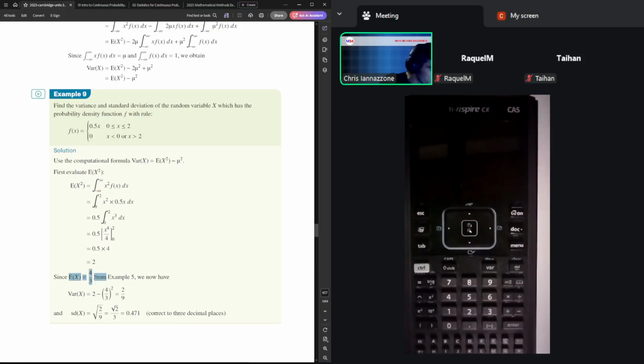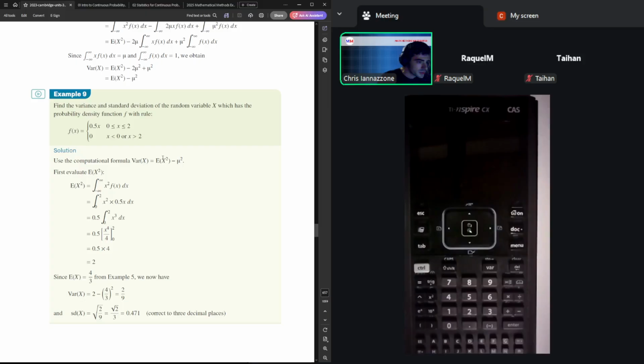Apparently they're also going to borrow an answer from a previous example, just doing the regular E of x. Regular E of x would just be, instead of squaring this, you just do x f of x. If you do that, apparently you're going to get 4 out of 3. All you're going to do from there is square that. I don't know why they're using the mean symbol here. E of x and mean are the same thing. So when you see mean squared, it's just taking this value and squaring it.